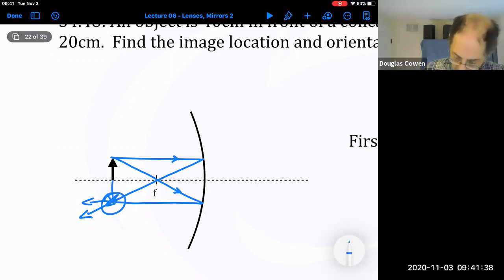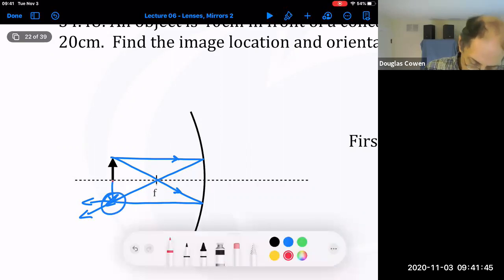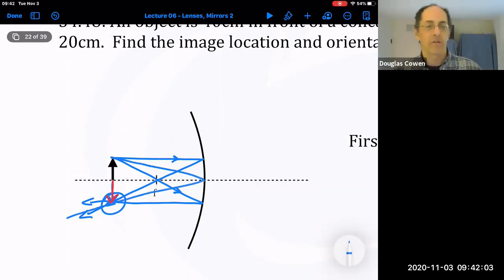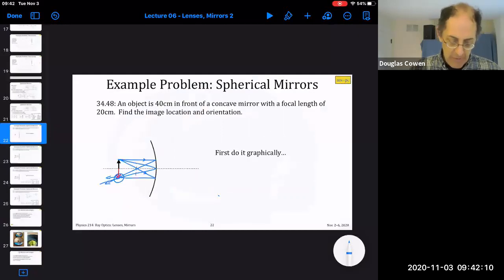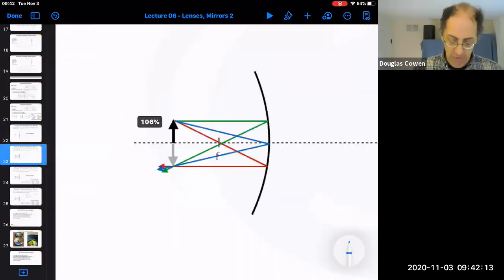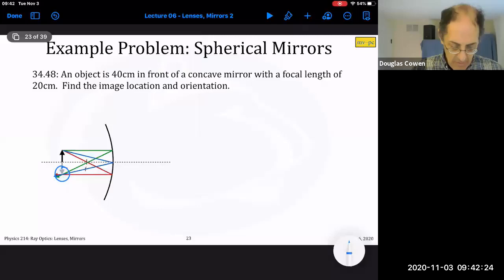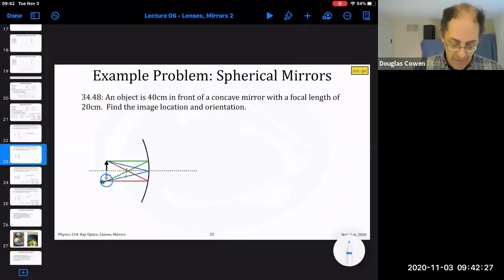And this is kind of messy there. Let me try it with a different color, perhaps, that might clarify things a little bit. So it's going to look like this. So there's the image arrow. There is a third ray that we can draw, one that goes directly to the center of the mirror and then bounces back out at the same exact angle. That will tell us, essentially, that the tip of the image arrow is right where we drew it. So that's the graphical construction. And here it is drawn a little more nicely with different colors. So you can see where everything converges right over here. So that's where the image will be. And that'll be a real image because the light is actually coming out of that image.